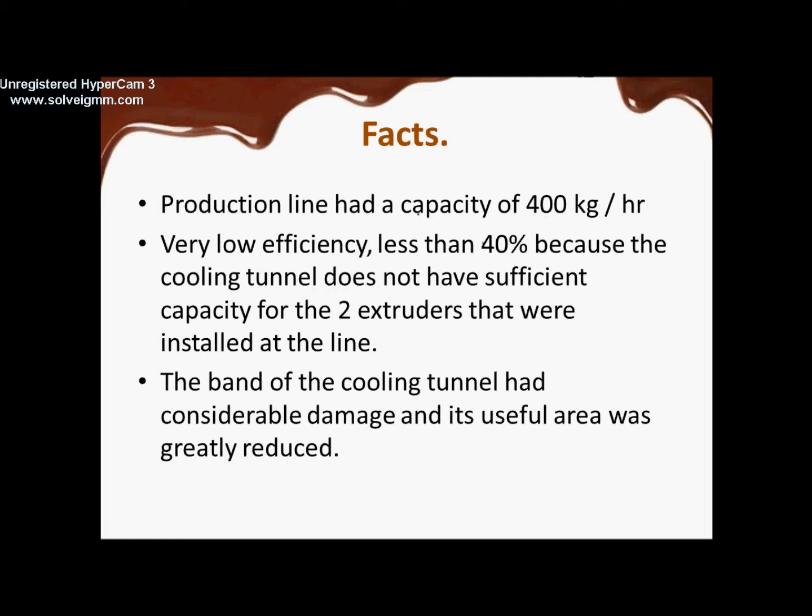Well, we have here the facts. We have a production line that had a capacity of 400 kilograms per hour. As I said, a very low efficiency, less than 40%, because as we said before, we can only use one extruder at a time when we have two. And also the cooling tunnel band was very damaged and the useful area was greatly reduced.